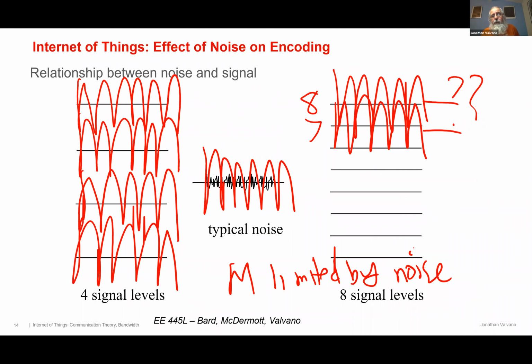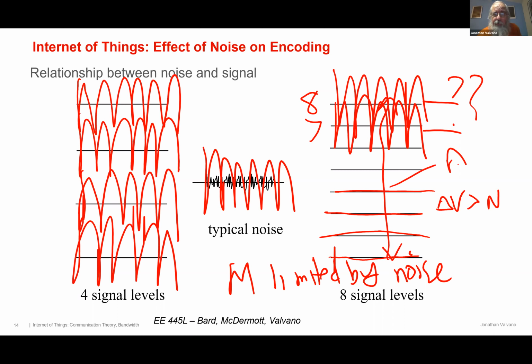And so, what's the equation? If these are the M's, and if this is the delta V, I need the delta V to be bigger than the noise, and so this is my signal. So A over N is the signal to noise ratio. And boom, that's the Shannon channel capacity.